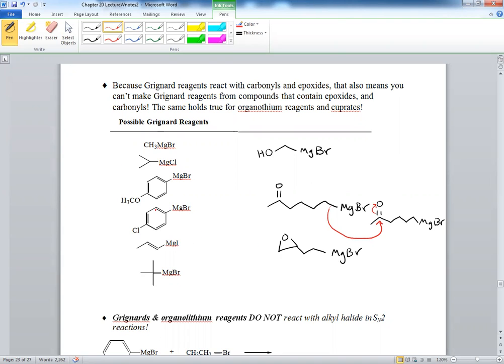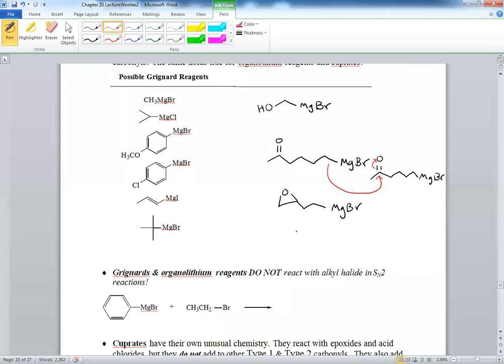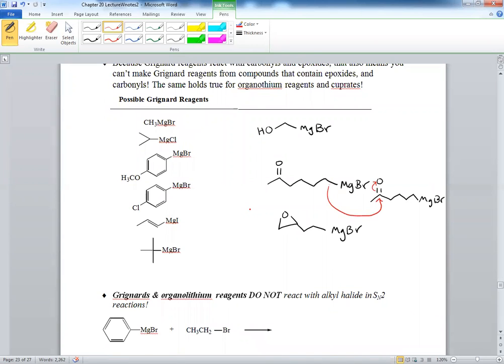But if you look here, it can't react with itself. There isn't a carbonyl, there isn't an acidic proton, there isn't an epoxide that it can react with itself. So again, make sure you remember that part, that again, no carbonyls, no epoxides, and no acidic protons or any of these acidic groups.